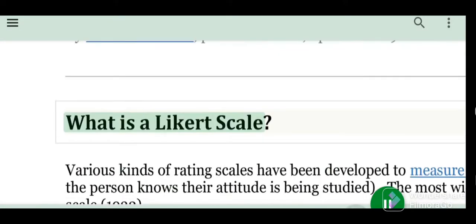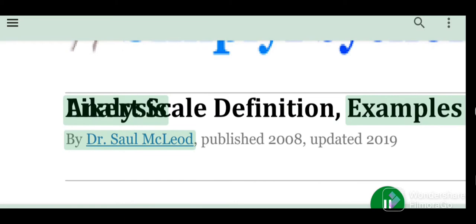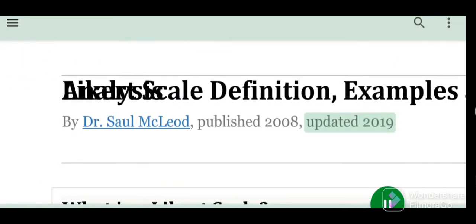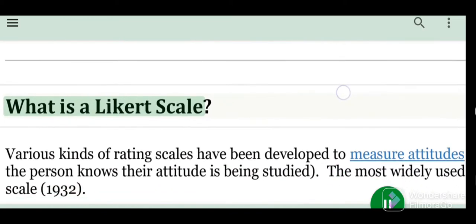Rating scales. Likert scale definition, examples and analysis by Dr. Saul McLeod, published 2008, updated 2019. What is a Likert scale?